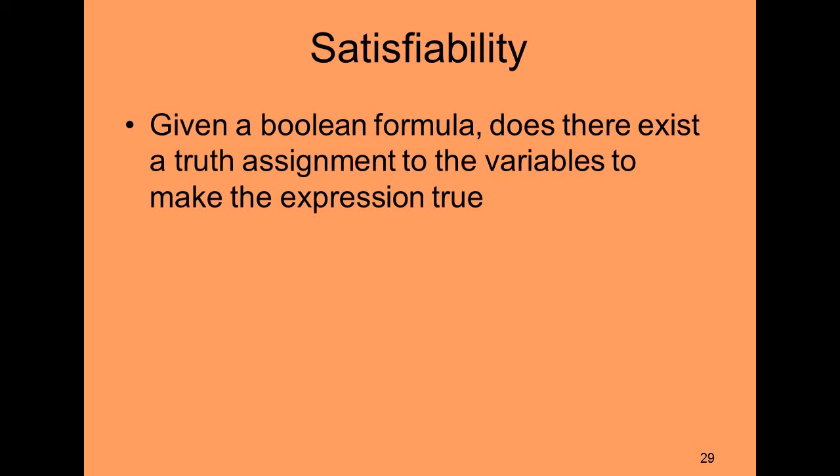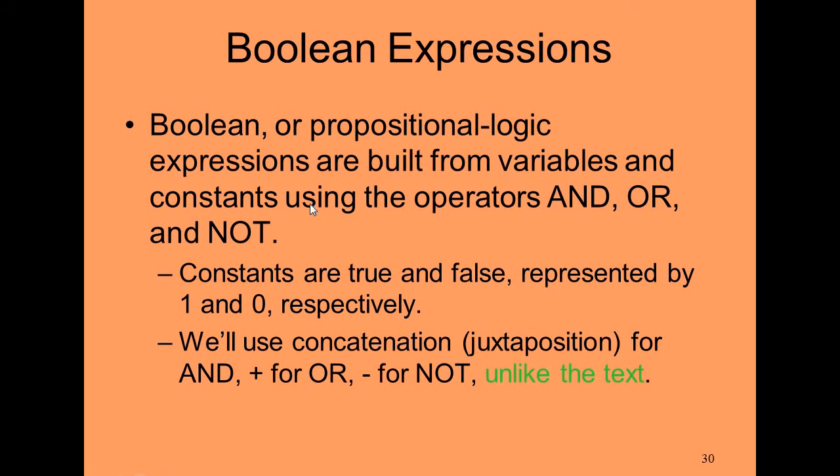Now what is the SAT problem and what do we mean by satisfiability? So basically we will start from the concept. Satisfiability means: given a Boolean formula, does there exist a truth assignment to the variables to make the expression true? Here we are talking about a Boolean expression, which only takes input as 1 or 0, and which is built from variables and constants using the operators AND, OR and NOT. The constants are true and false, represented by 1 and 0 respectively.